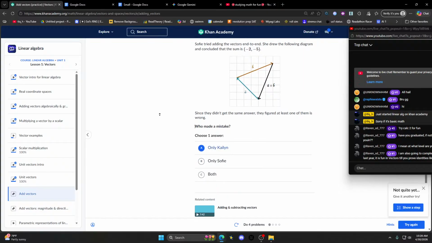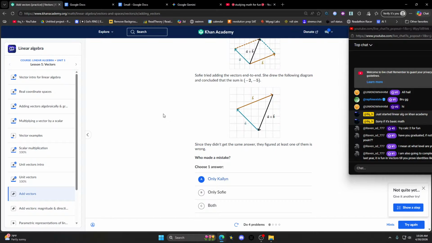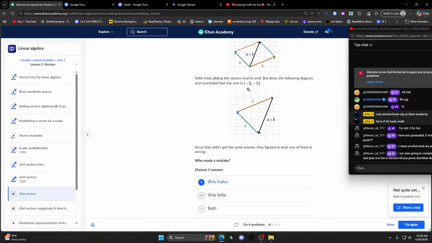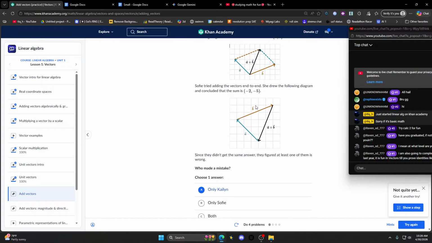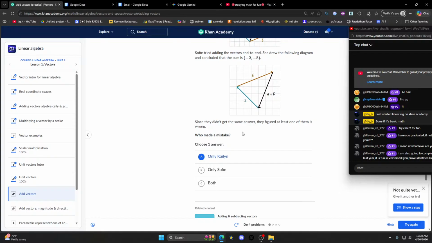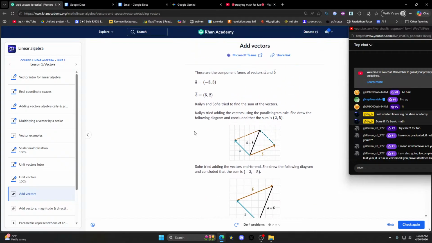What? Yo, this is mind-boggling, bro. Wait, what? The sum is... Wait. Yeah, they're the same things, but they're just in different directions. They literally have the same magnitude. What is it trying to ask? Okay, well, if it's not that, then it's obvious. How is it only Sophie? This doesn't make sense. Hold on.